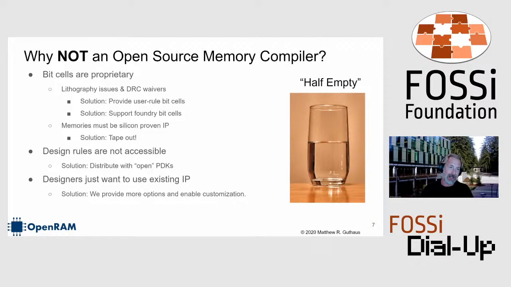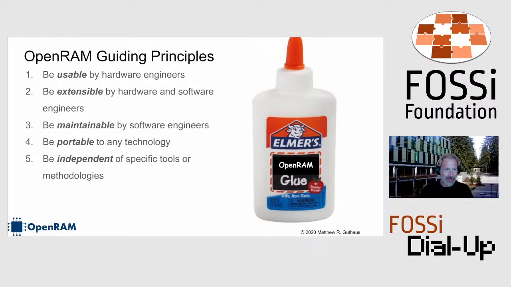We don't let that stop us though. I feel like there's a space for OpenRAM, and OpenRAM is trying to get into the space where we can glue together the circuit optimization stuff, but hide it from the high-level designers and give them a flexible use case. With that, I've revised these over time, but the guiding principles behind OpenRAM are to be usable by hardware engineers, including architects and memory designers, and to be extensible by both hardware engineers and software engineers. Once we give a piece of code to software engineers and let them extend it, they can do some amazing things. And I want it to be extensible in that way.